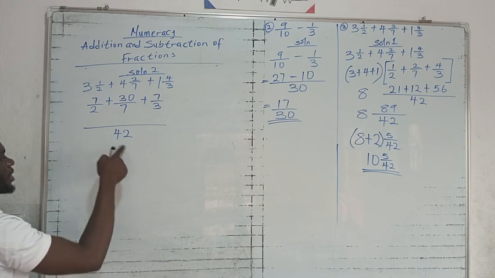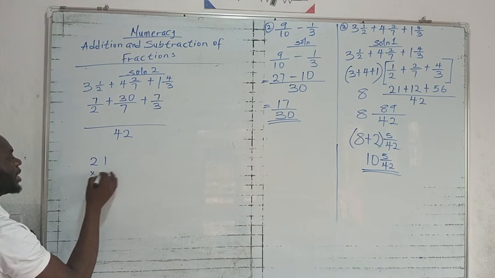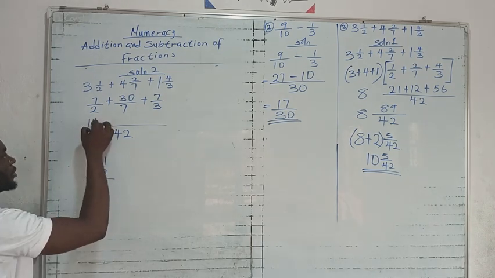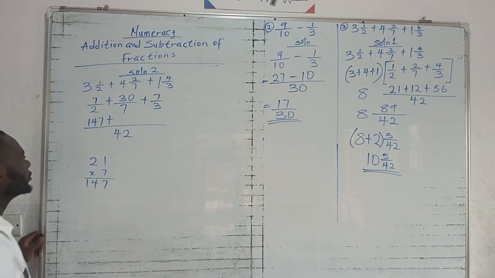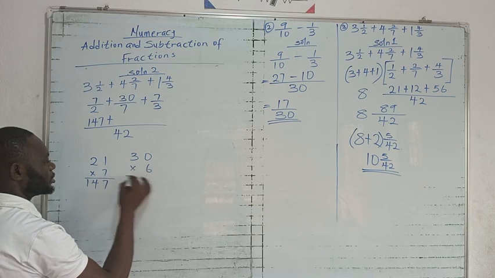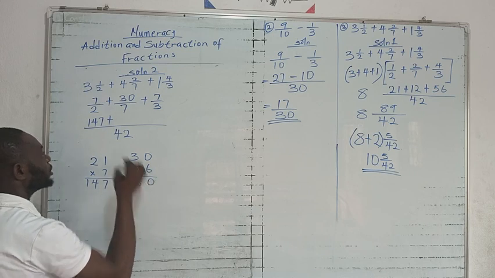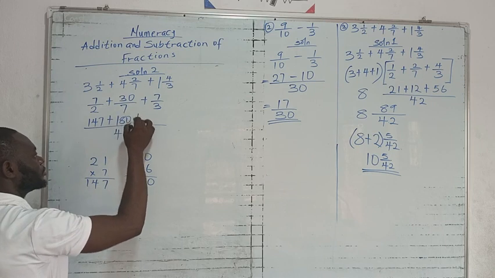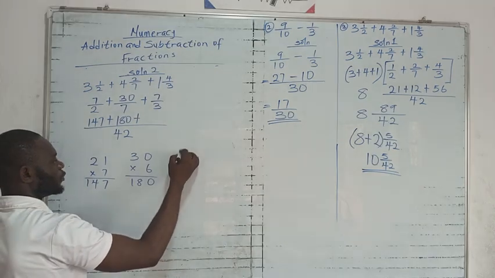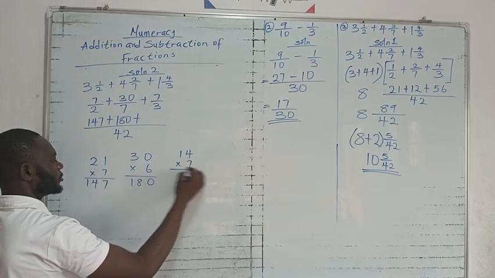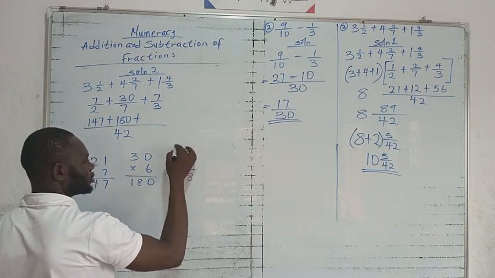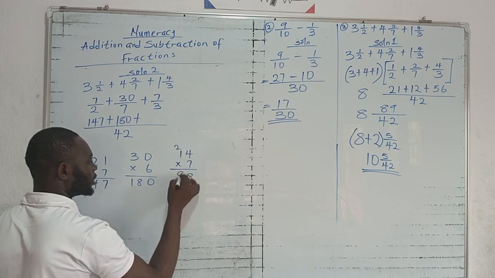So this becomes 42 divided by 2 is 21, times 7, which is 147. Plus 42 divided by 7 is 6, times 30. 30 times 6 is 180. Plus 42 divided by 3 is 14, times 7. 7 times 4 is 28, carry 2. 7 times 1 is 7, plus 2, 98.